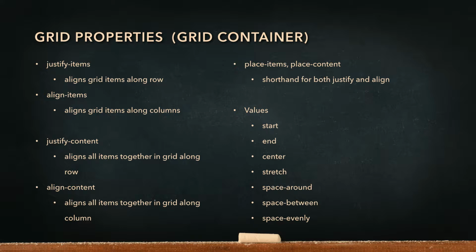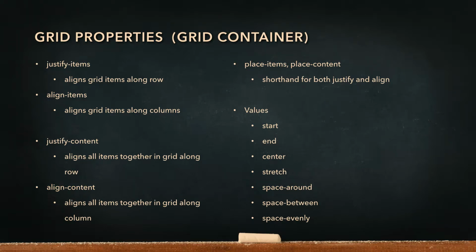And then we have some more properties here. It's a longer list. I won't go through every single one, but the basic idea is if you want to align your individual grid items a certain way, you can use justify items or align items. The difference between justify and align is that justify specifies on the row, the horizontal axis, and align is on the vertical column axis. I don't know why they didn't just call it justify columns, but I guess this is just what they chose.